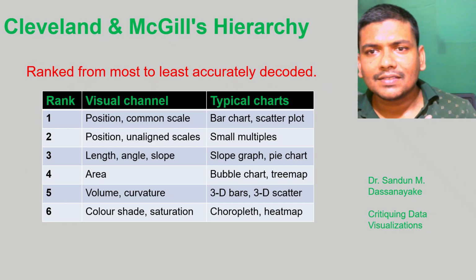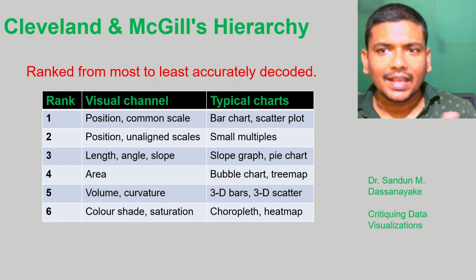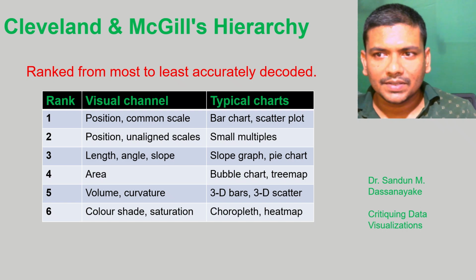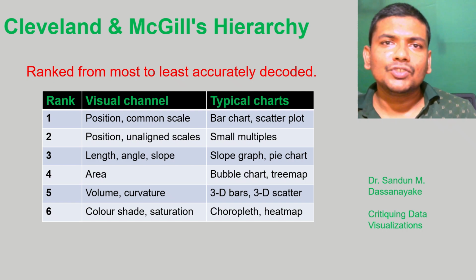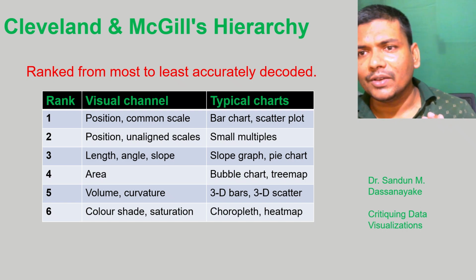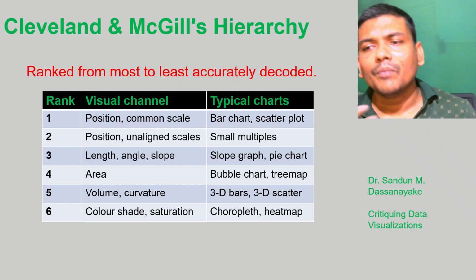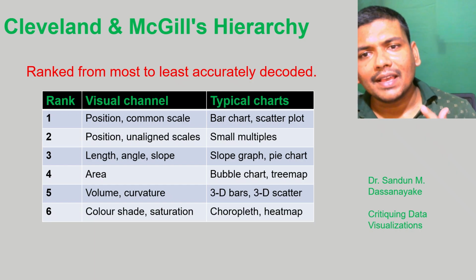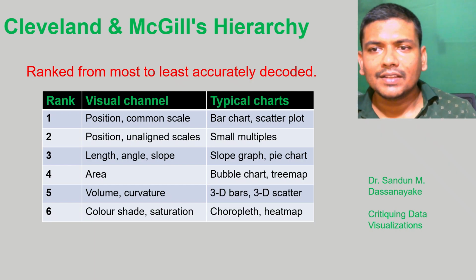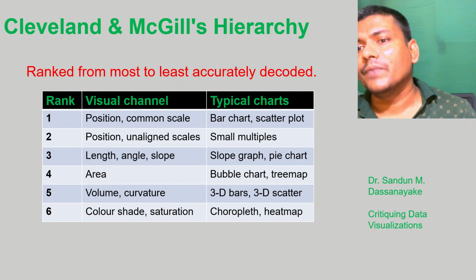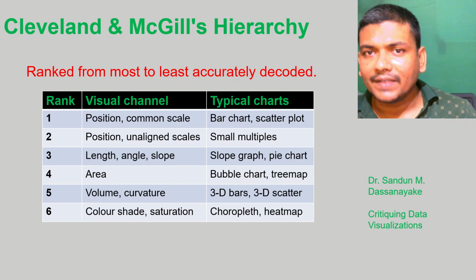This table is not opinion. It is the result of experiments. Cleveland and McGill showed people the same values encoded different ways and measured the error in their answers. Precision on a shared scale won, and it wins by a lot. You have already seen this earlier.